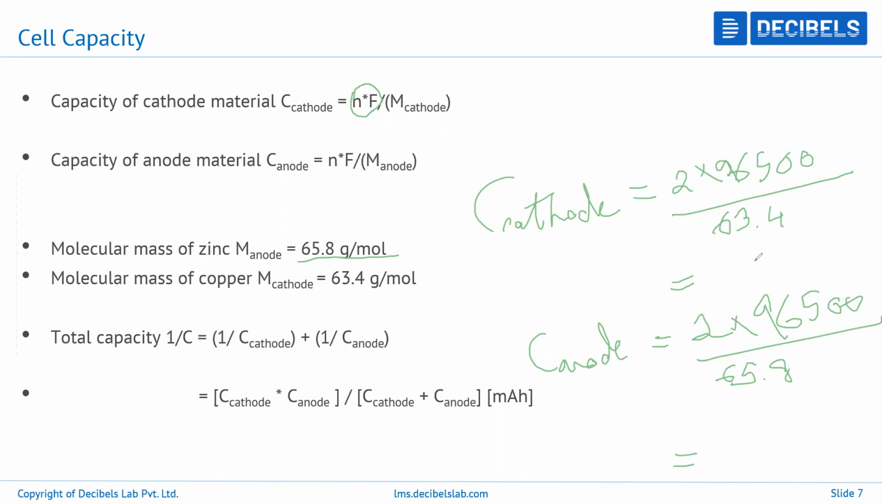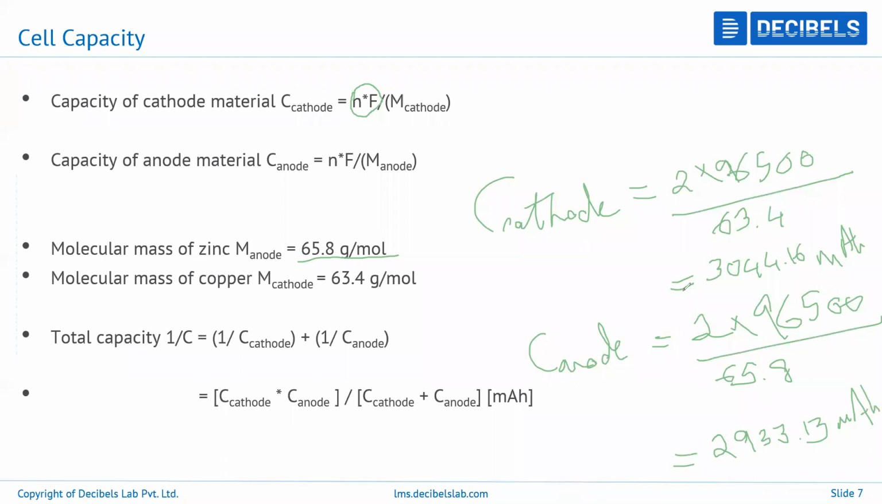3044.16, yes. And 2933 would be for your anode. Units for these are milliamp hours, not amp hours. This is milliamp hours.